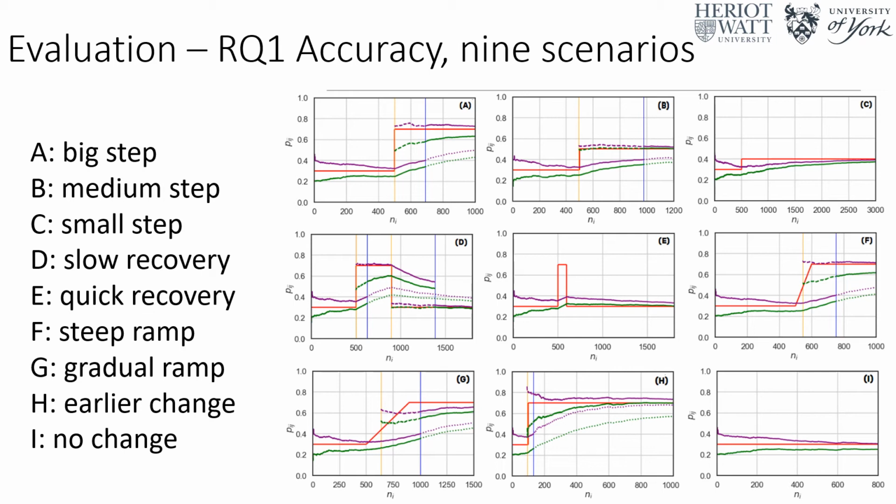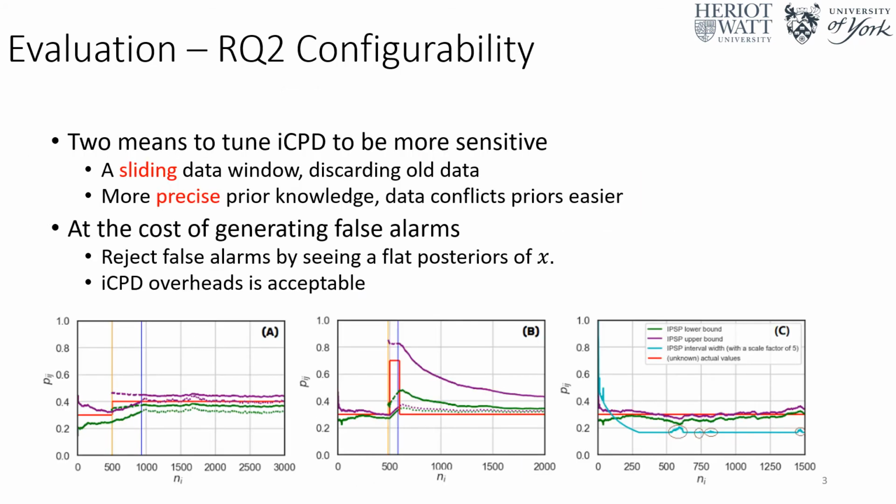This could be either a good thing or a bad thing, depending on the application requirements. For instance, in an application, we may treat the quick recovery change as some random noise and tend to ignore them without taking any action. Well, if we want to capture such subtle changes, it's okay. We can still configure the ICPT, and that's the next research question.